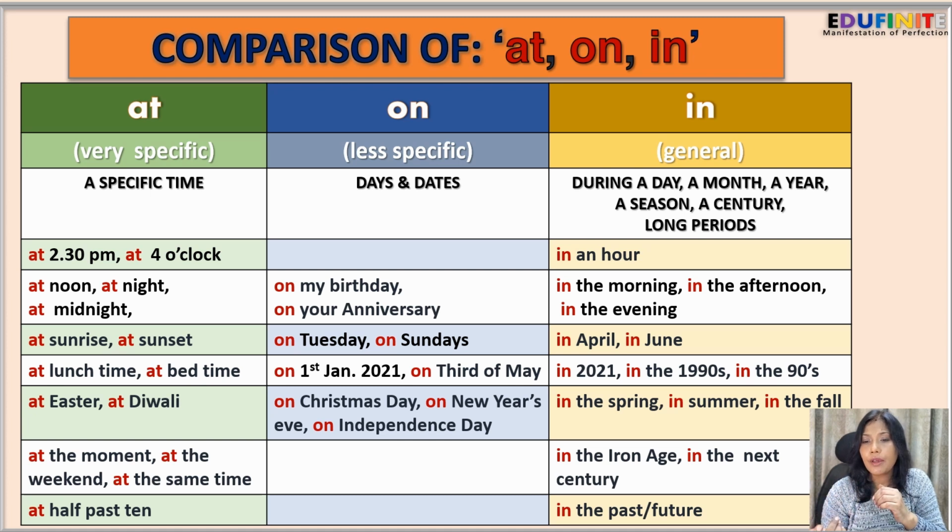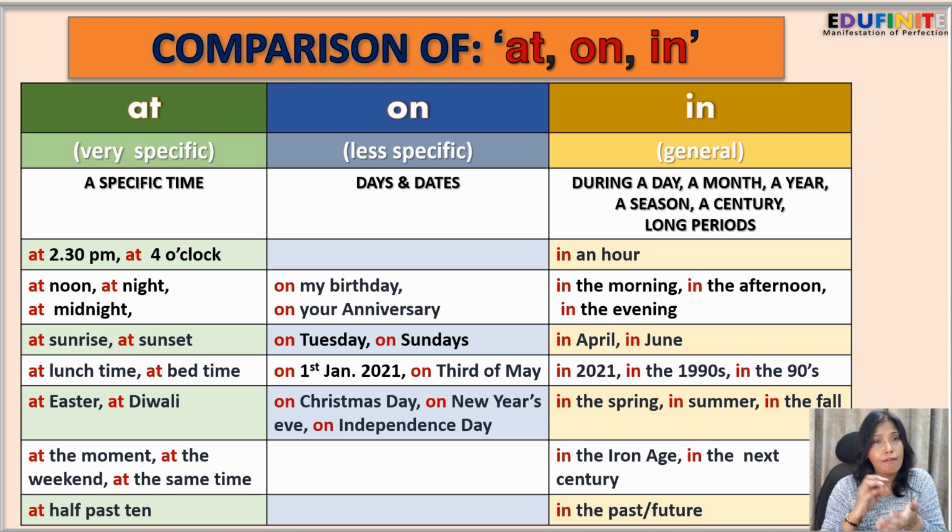And we use in for various seasons. Seasons is always in, because it's a very general term, because it's spread throughout, say maybe 2-3 months. So it's a long term. So for long periods, we use in. In the spring, or in summer, or in the fall.